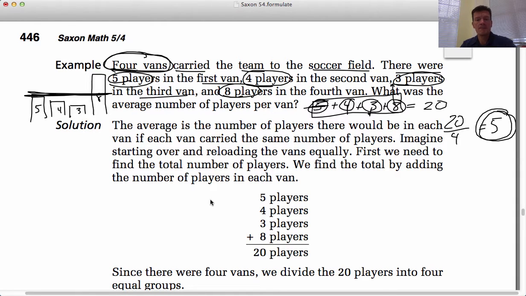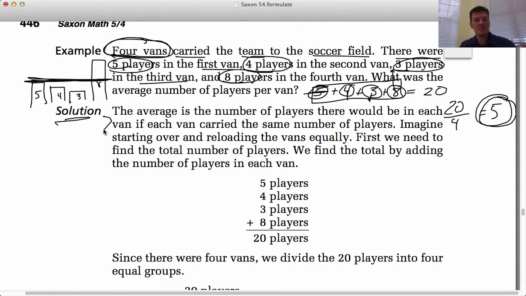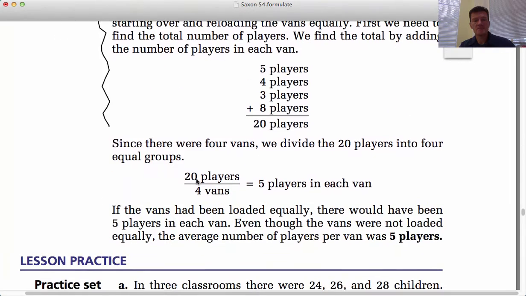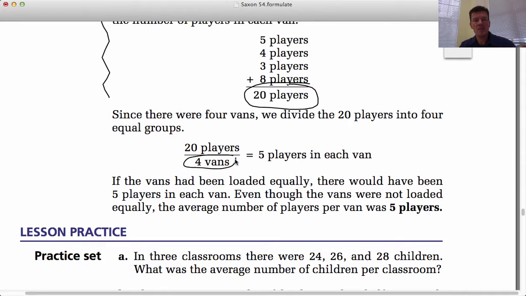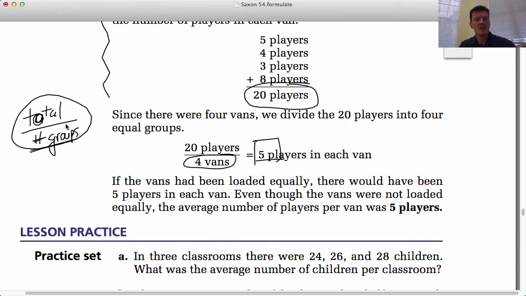So here's the solution down here, showing exactly what we just did. Add up all of the total players, divide by how many vans you want to spread them out in equally. 5 is your average. So it's the total divided by the number of groups. Okay? Take the total number of whatever and divide by the number of groups that you want to separate that total into.